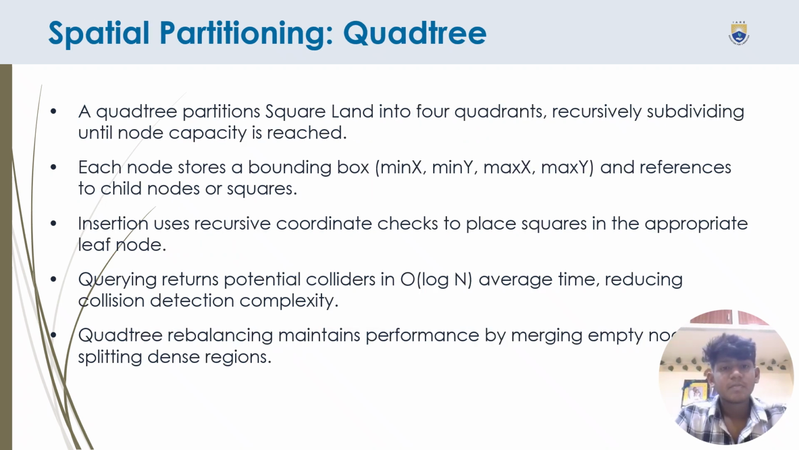Spatial partitioning: the quadtree. A quadtree partitions square land into four quadrants, recursively subdividing until node capacity is reached. Each node stores a bounding box, min x, min y, max x and max y, and references to child nodes and squares. Insertion uses recursive coordinate checks to place squares in the appropriate leaf node.